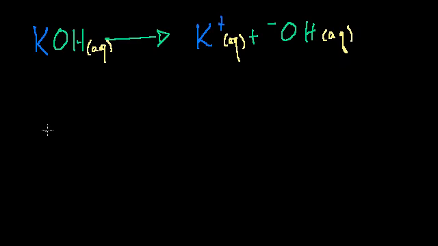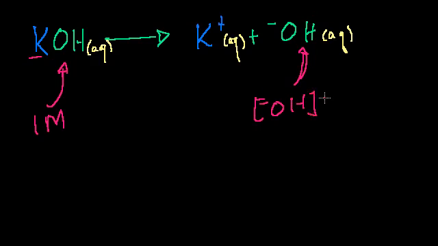But if we have 1 molar of potassium hydroxide, and it completely dissociates when it's in water, so you have none of this left over, then what's your concentration of OH? Well, your OH concentration is going to be 1 molar. Right? If you had 1 mole per liter of this, you're going to have 1 mole per liter of this, because all of this just disappears in the water.